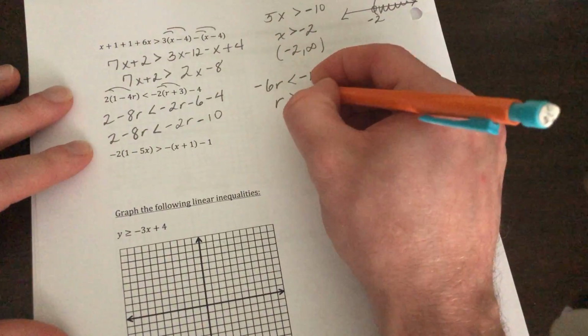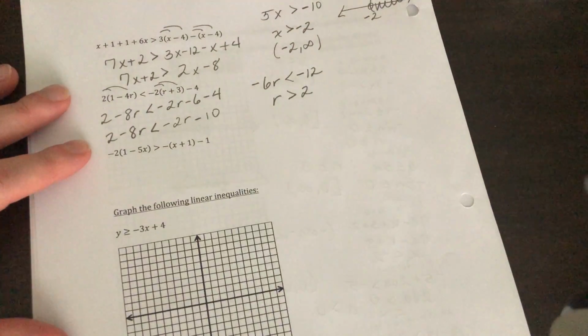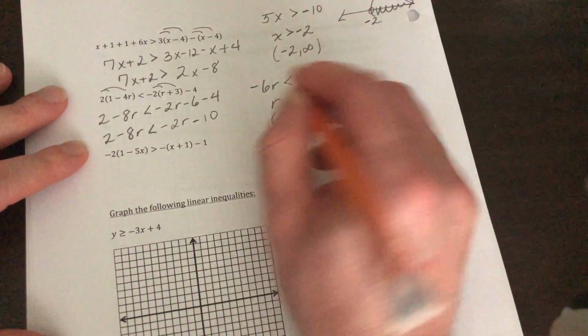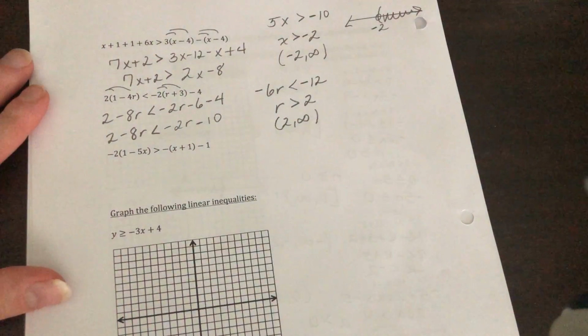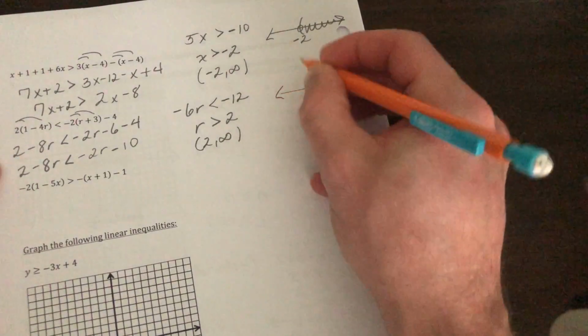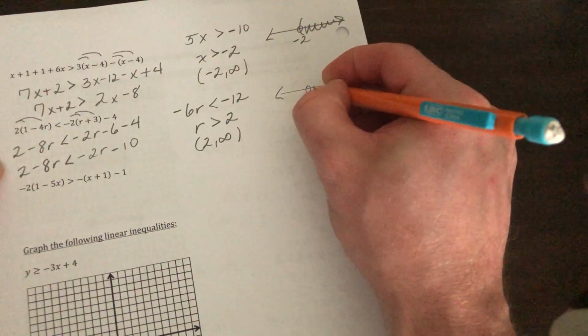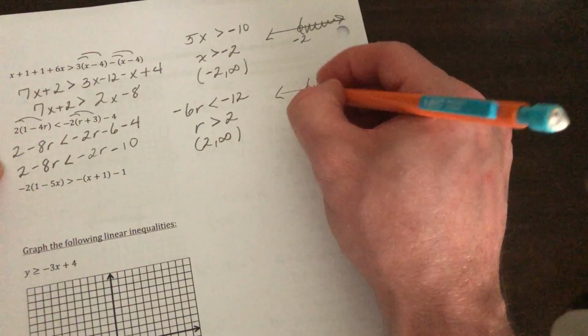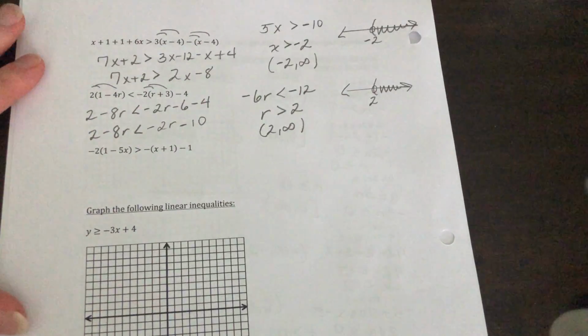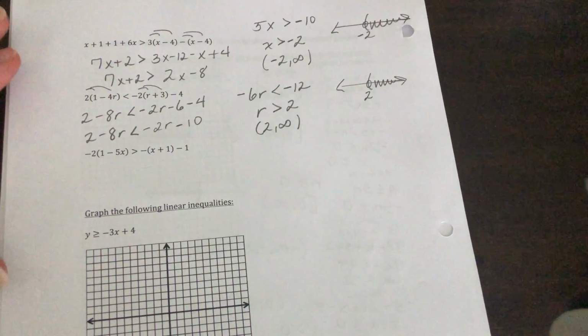So when I divide by negative, I have to flip the gator mouth. And in interval notation, it looks like that. And open circle, and we're going to shade to the right. It's going to be a parentheses. Okay, next example problem. The last one of these, then we're going to graph.